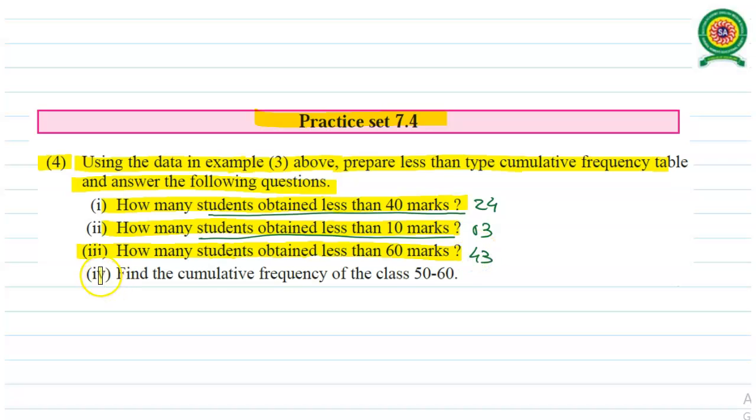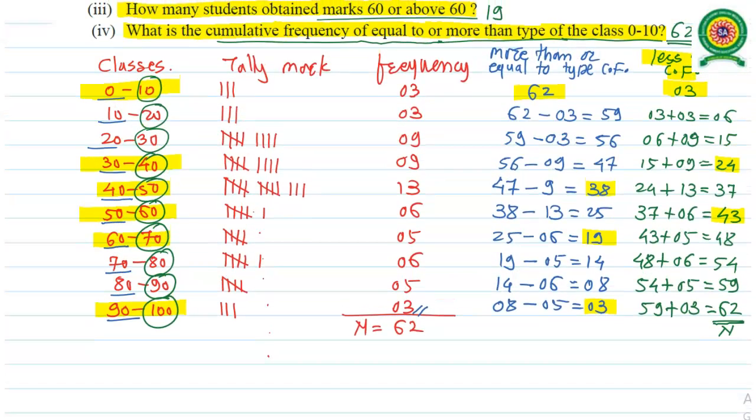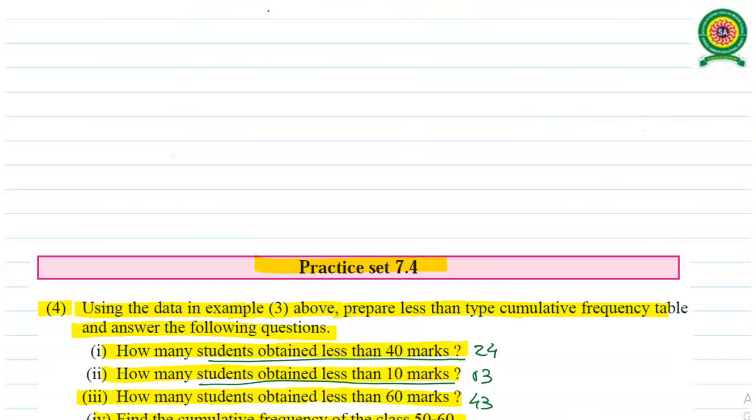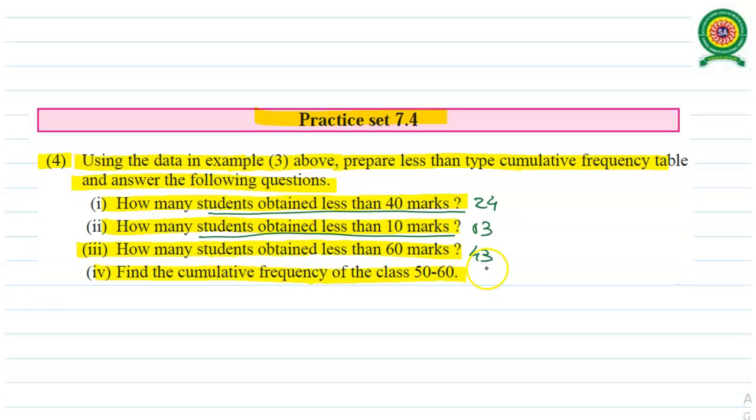Look at the last sub question. Find the cumulative frequency of the class 50 to 60. That means ultimately we have to evaluate the less than cumulative frequency of the class 50 to 60. That respective class having less than cumulative frequency again 43. So our answer for the last sub question is 43; we might say 43 is the cumulative frequency of the class 50 to 60. Hence here we have our practice set 7.4. Thank you.